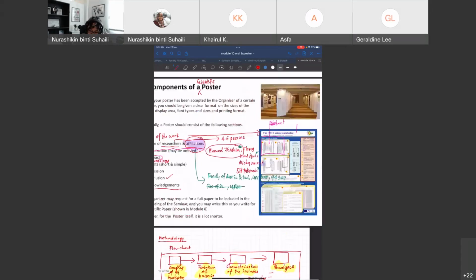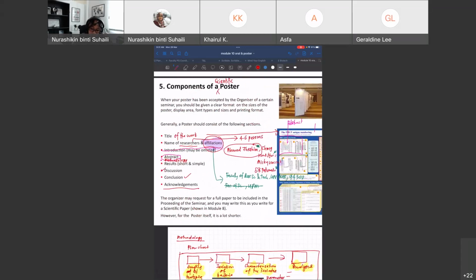So those are the things that you should have in a scientific poster.